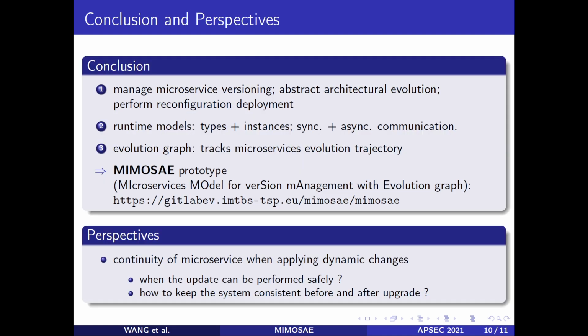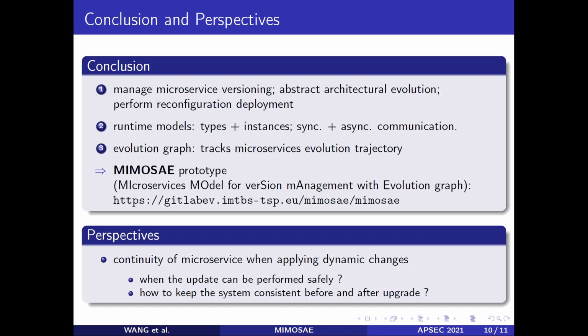To conclude, we have discussed how our proposed runtime models and evolution graph help engineers manage microservice versioning, abstract architectural evolution, and perform reconfiguration deployment. The prototype that we have implemented, called Mimosai, can be found on the website here.